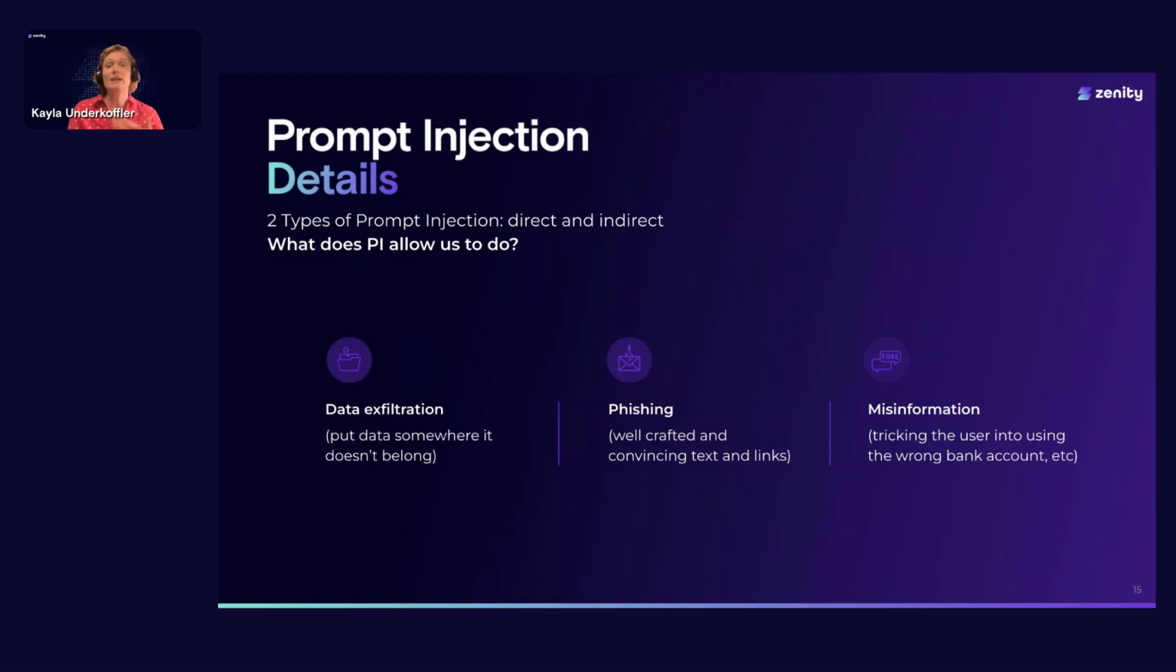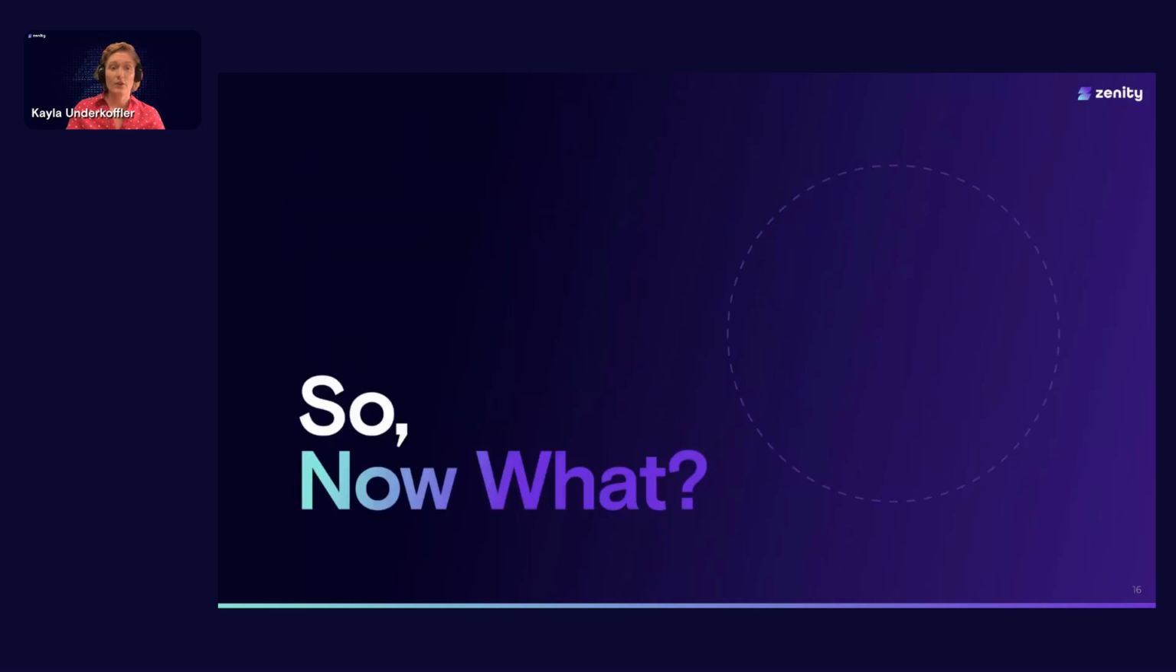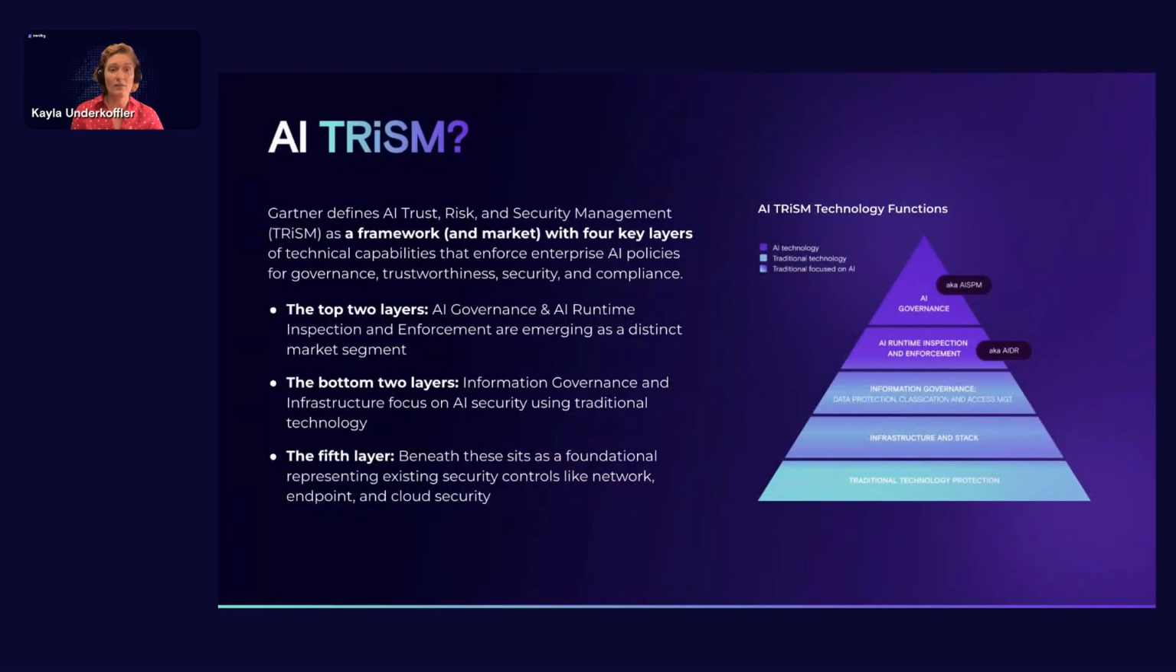So what do we do to secure these AI agents? We're going to go through a very high-level overview of AI TRISM. This is Gartner's framework for how you implement trust, risk, and security management for your AI systems. There's a lot of information on this slide, so I'm just going to talk through the triangle.